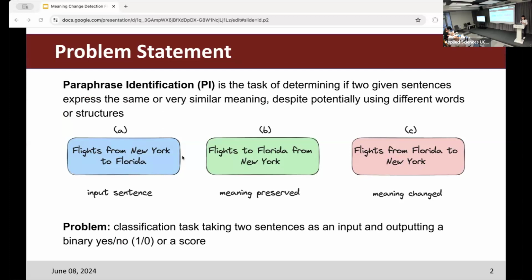In particular, it can be stated as a classification task, mapping two sentences into a 0 or 1 or into some score of their similarity. In our investigation, we consider paraphrase identification as a binary classification task. It is worth mentioning that sentences can be formed from very different sets of words but have the same meaning, or vice versa. A common example is shown on the slide. All three sentences are formed from the same set of words. However, the first and the second possess the same meaning, while the third one the opposite.